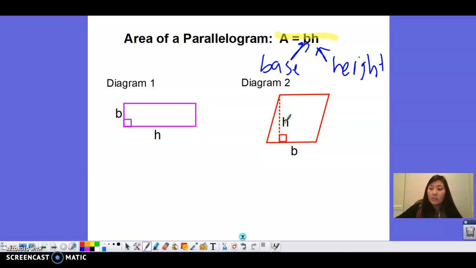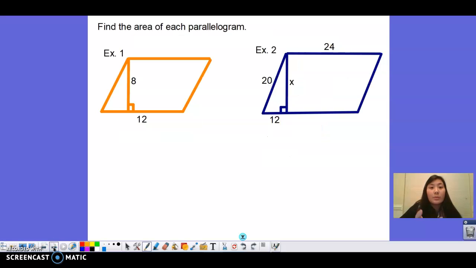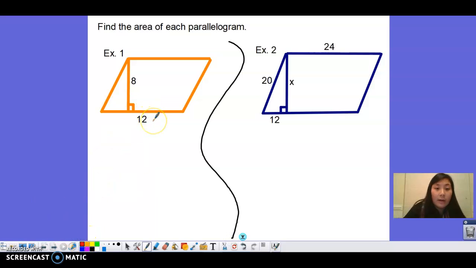So this is going to go under your number 1 where it says diagram 1 and diagram 2 on your notes. So you might have to pause the video in order to actually get this down. Our first examples of each are going to be these parallelograms here. I'm going to go ahead and just draw a line in between these examples so they don't get mushed up.